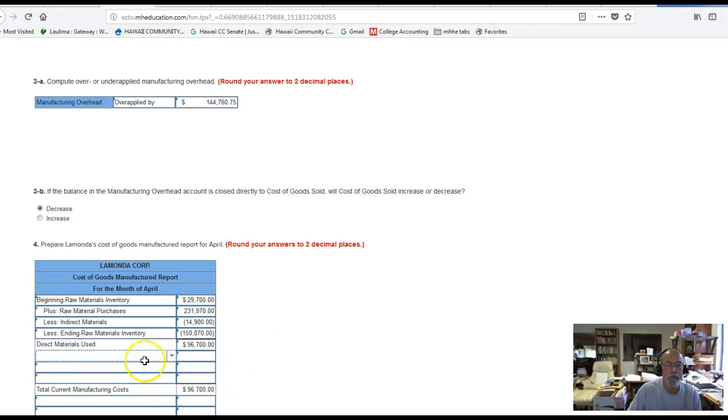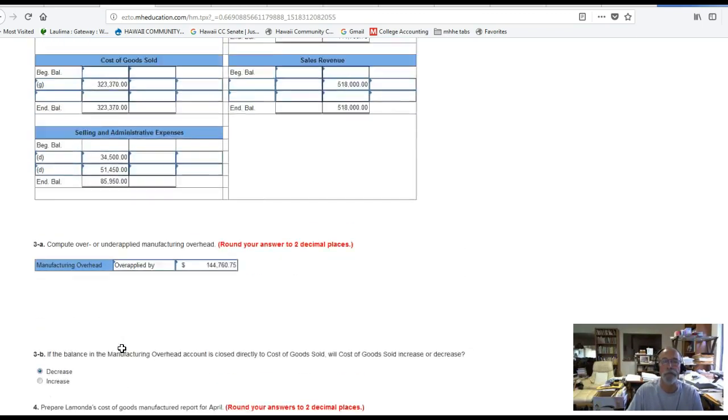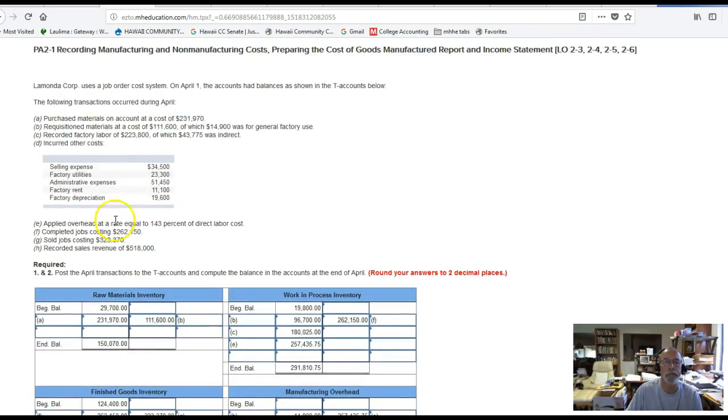Okay, so we have our direct materials calculated through this formula, which shows up on our cost of goods manufactured report. Now, for direct labor, it's much more straightforward. We simply go back to the transaction, and it tells us that total labor for the period was 223.8, indirect was 43.775, and so the direct labor, which is the amount that is accounted for in our product as direct labor, would be the difference between these two amounts, and we have already subtracted those two and recorded it in our work in process inventory account as 180.025.